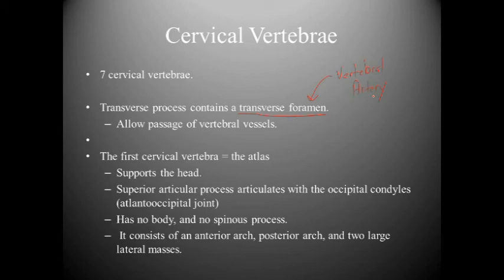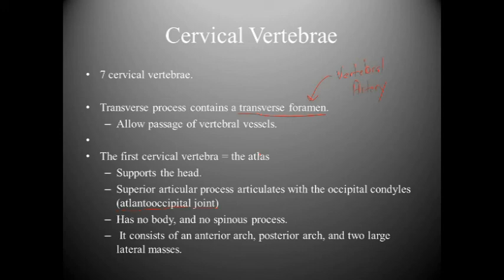And the first cervical vertebra is called the atlas. The atlas comes from the mythology of Atlas, the man who supported the world. And as we see, the atlas supports the head. It has a superior articular process which articulates with the occipital condyles of the skull. And this forms the atlanto-occipital joint. So keep this big word in mind. The atlanto-occipital joint means the articulation between the atlas and the occipital bone.